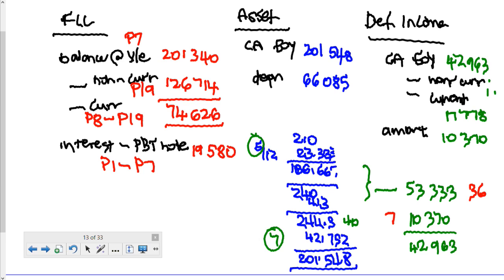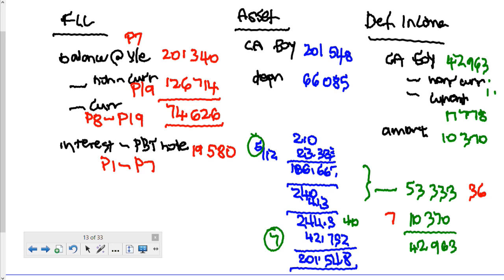The deferred income is this movement from carrying amount to selling price. 53,333 to get me from 186,667 to 240. That I'm going to amortize over the lease term, over 36 months. So over the 36 months, I'm going to amortize it for 7 of those months. Divide by 36 times 7 gives me that. Gives me that as the carrying amount on that deferred income.